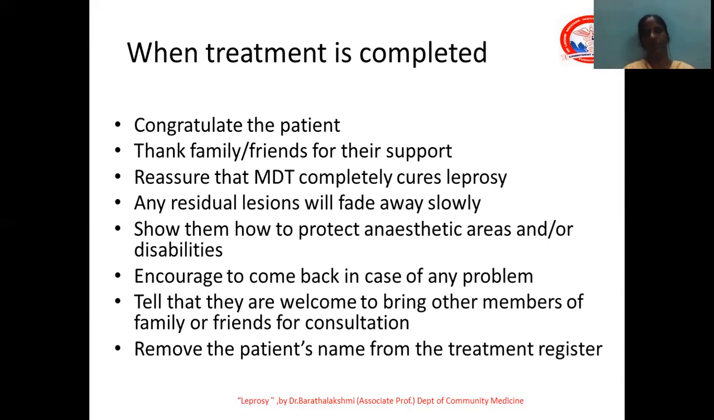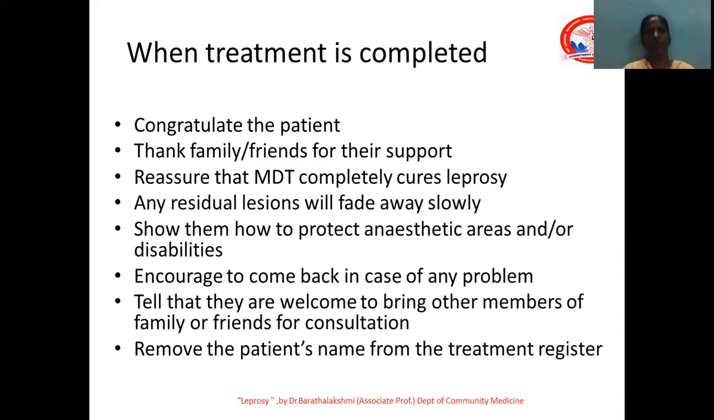And we'll have to show them how to protect anesthetic areas or disabilities, definitely by protective footwear and by preventing injuries. Because as the sensation is lost, they cannot feel a fire burn or hot tea, and they get self-harm. These things should be educated to the patient. Encourage them to come back in case of any problem. And once the treatment is completed, we'll have to remove the patient's name from the treatment register.